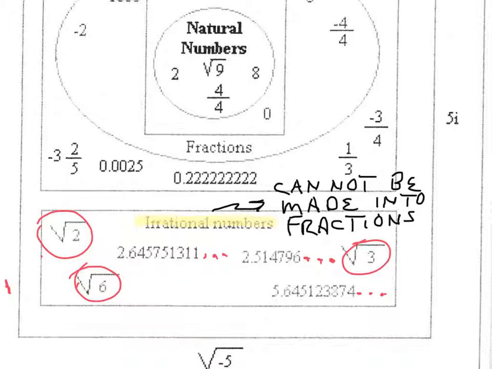And here are some more examples of irrational numbers that never stop or repeat. If they never stop, you're never going to be able to divide them into a fraction. So these numbers all go on to infinity.